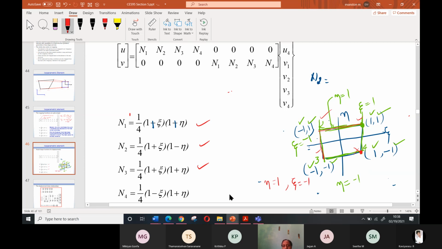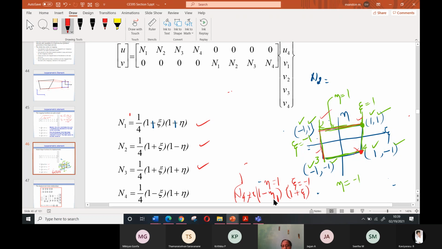So I can write like this: N4 is equal to C into (1 minus eta) into (1 plus xi). So I know the value of N4. N4 is 1. So C is equal to 1 by 1. You will be getting that at node 4. At node 4, what is the value of xi and eta? Because we are finding out the shape function for node 4. Xi is equal to 1.